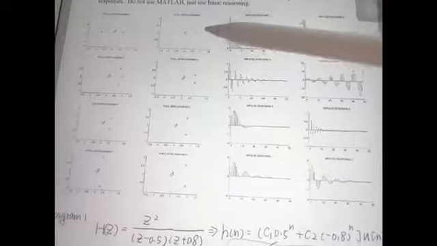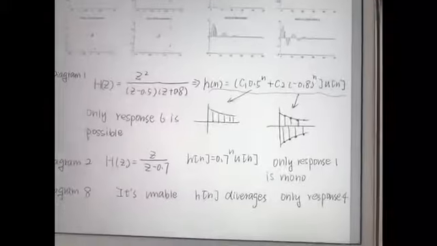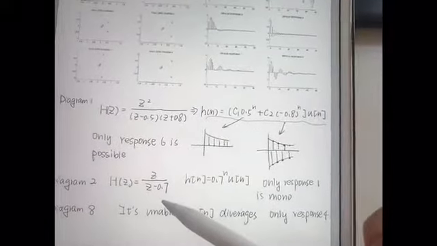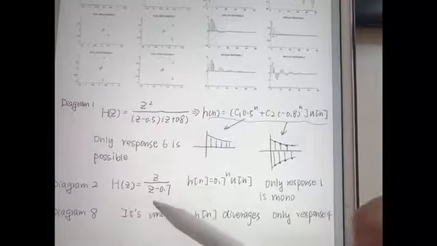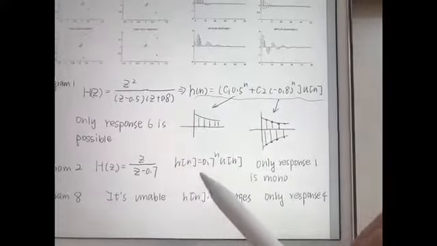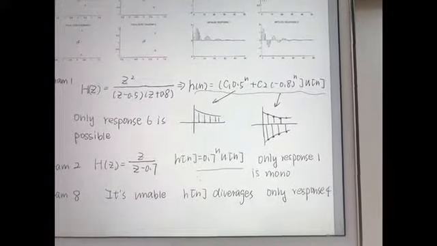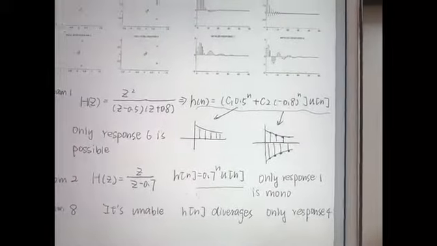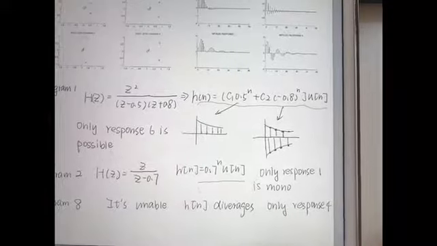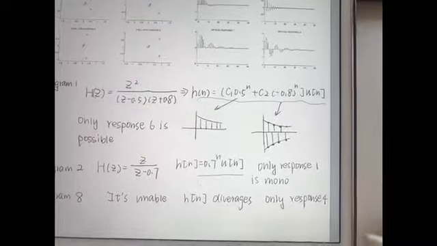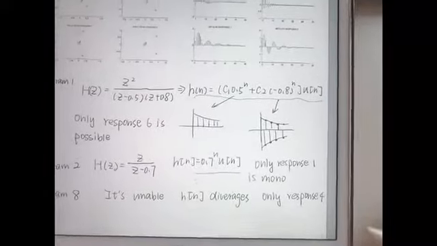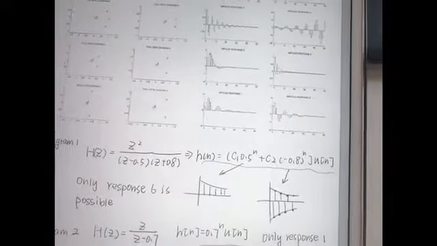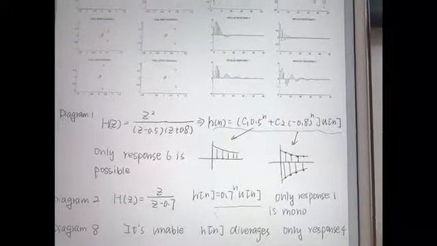Diagram 2 only has 1 zero and 1 pole, and the pole is about 0.7, so it can be written into this expression. From the expression we can know that the response will be monotonically decreasing, so the response will be the first one. And now we can choose another one which is easy to judge.